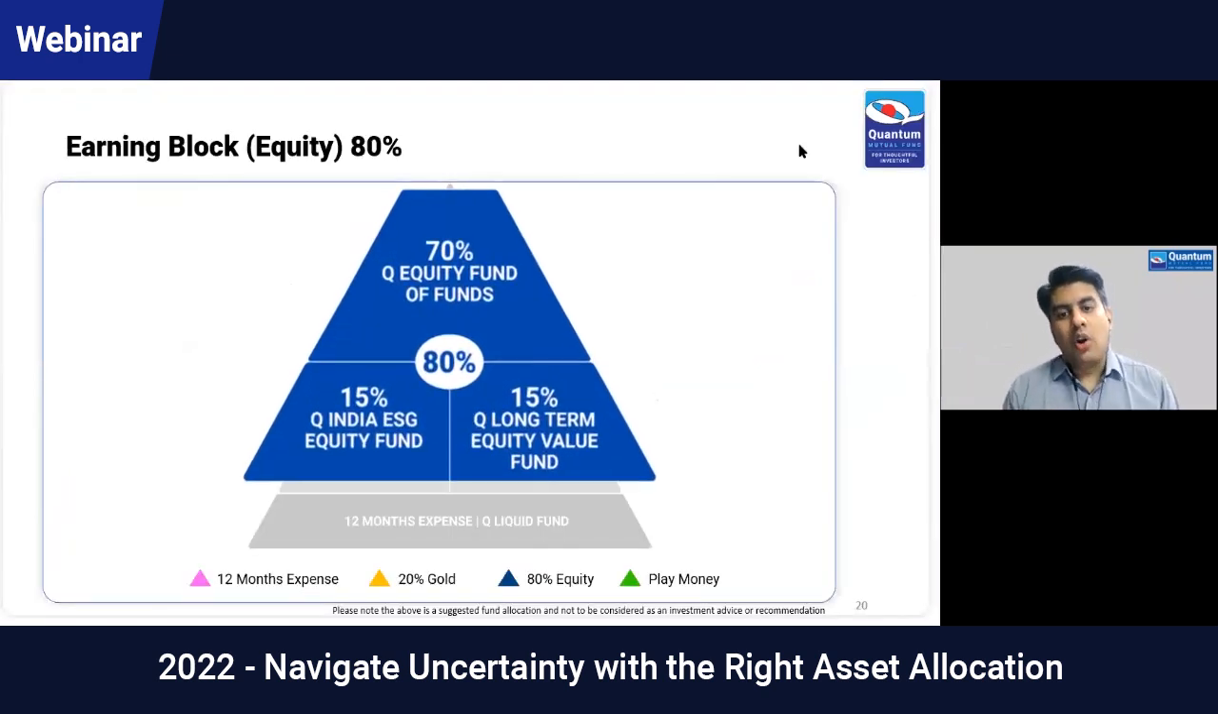Coming to the big chunk of your portfolio, the 80% block, which has to be diversified in different styles of management.